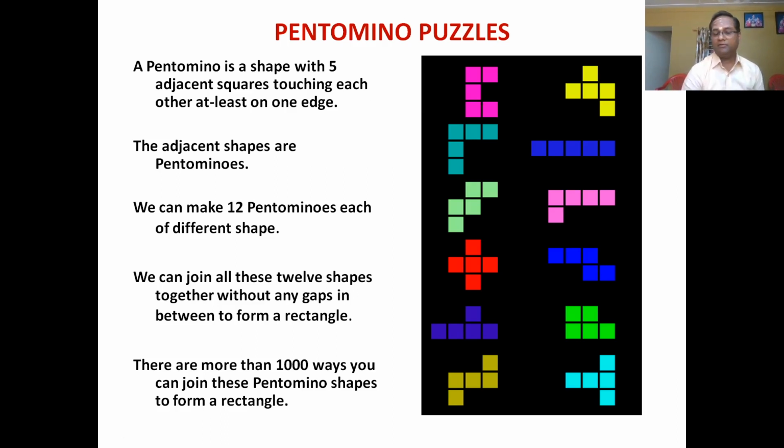so at least one edge should touch. Okay, there can be more than one edge touching. For example, here for this square, one edge is touching this square, and another edge is touching this square. So a square can share two edges or more than two edges also. Fine. So at least one edge should touch. The adjacent shapes here are all pentominos.